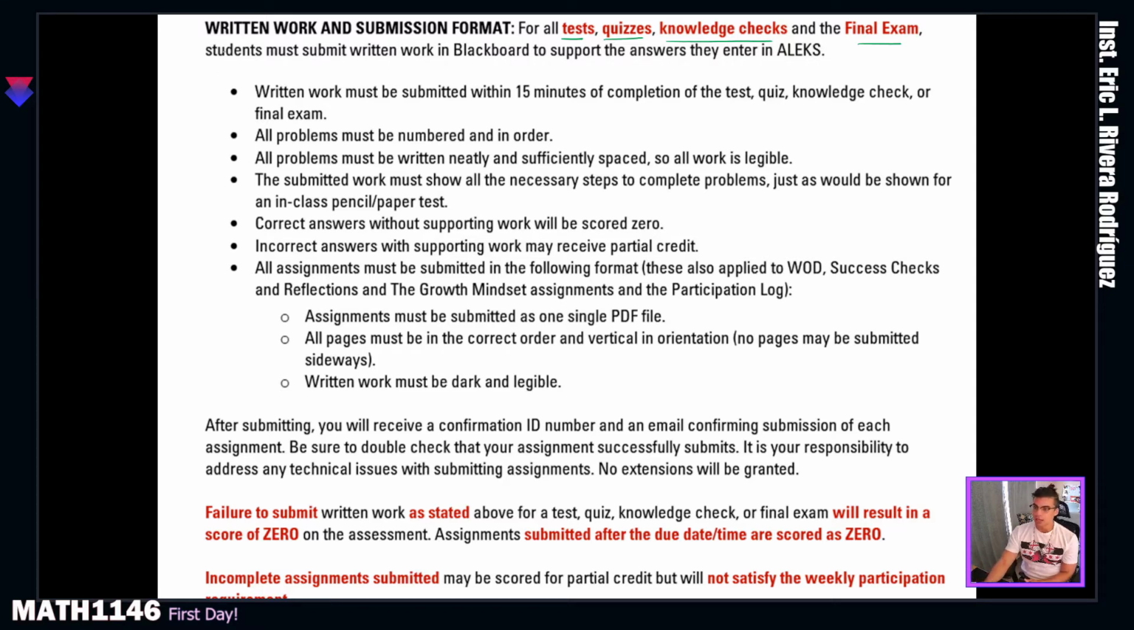Okay, so that is the written work. For tests, quizzes, knowledge checks, and the final exams, you need to submit written work. And that written work is going to be submitted through Blackboard. After you finish the assessment in Alex, you have 15 minutes to submit your written work in Blackboard. If you fail to submit written work as stated, the score of that is going to be 0.